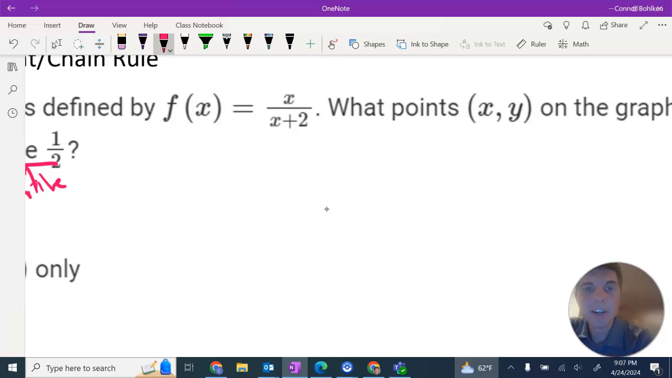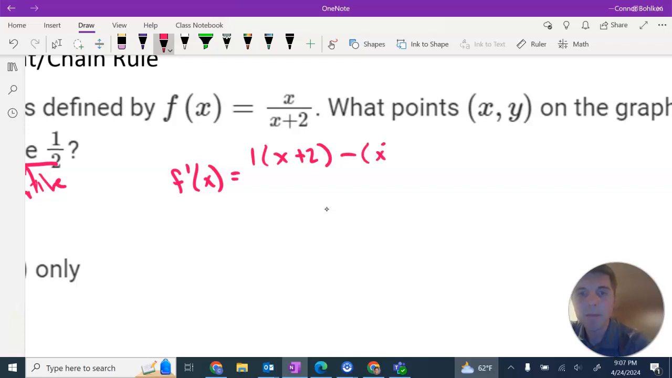If I take a derivative, this is a fraction, so that's why we have to do our quotient rule. That's why I've included this problem here. So f prime of x. Quotient rule says derivative of the top, keep the bottom the same, minus the top times derivative of the bottom, all over the bottom function squared.